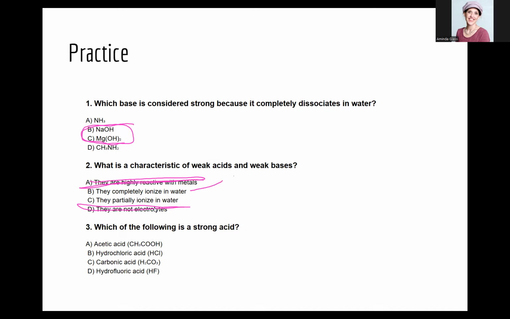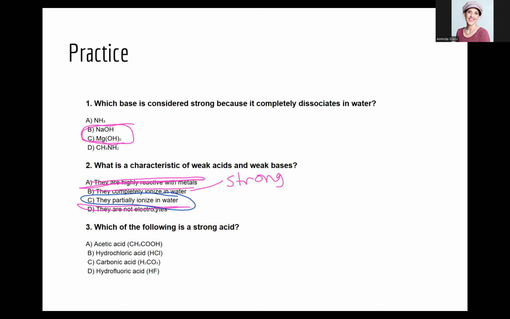Now, strong bases and acids completely ionize in water. So that means your answer is C. Weak ones only partially ionize in water. They don't break apart completely.